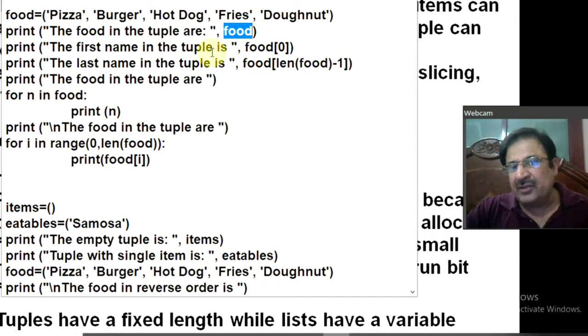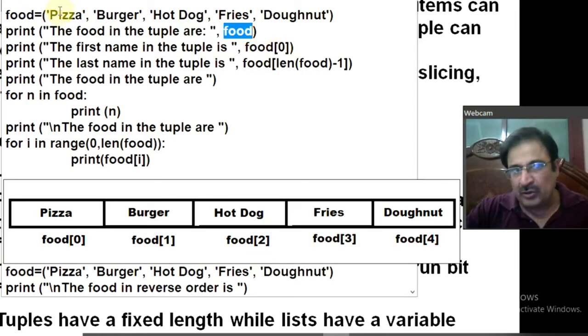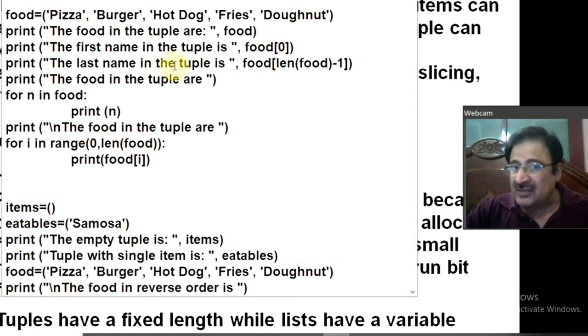The first name in the tuple is food 0. So you'll get pizza on the screen. The last name in the tuple is food. In the bracket you got len of food. The len method returns the length of the tuple. Okay. So the method will count 1, 2, 3, 4 and 5. So the length will return 5. When you display food location 5, you will get an error, out of bound index, because the last item is at the food 4 index location.